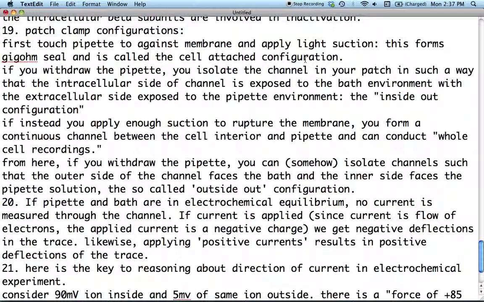So at that point, you could just withdraw the pipette and bring with it that patch of membrane. So now you've got a situation where the inside of the channel is actually facing the outside environment relative to where it was in the cell. And the outer face of the channel is now facing the inside of the pipette. So this is called an inside-out configuration.